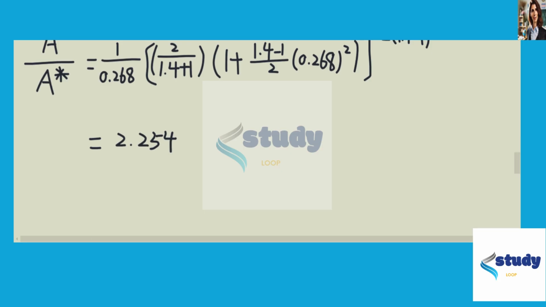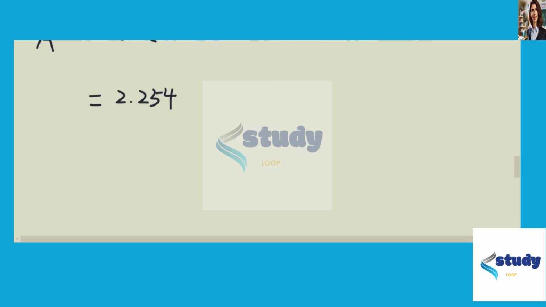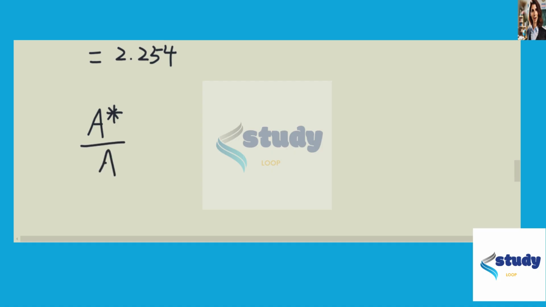So now we can determine the ratio of the area at this location, which is the critical area, to the entrance area, which is the reciprocal of that value. So A asterisk over A is equal to 1 over 2.254, and this is equal to 0.444, and these are the answers for this question.